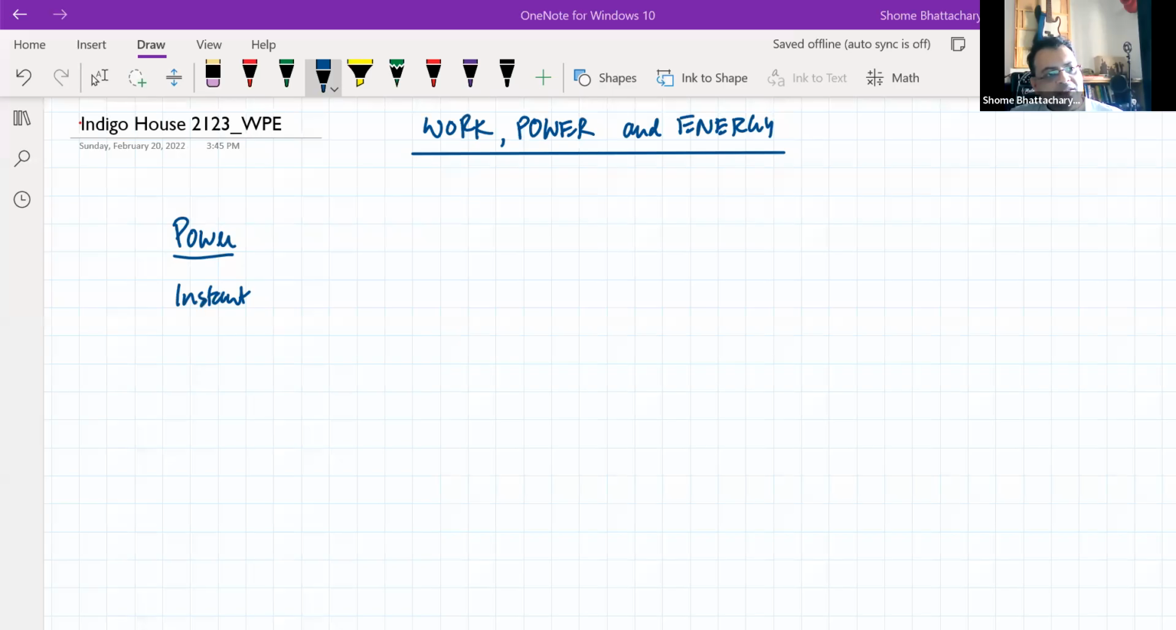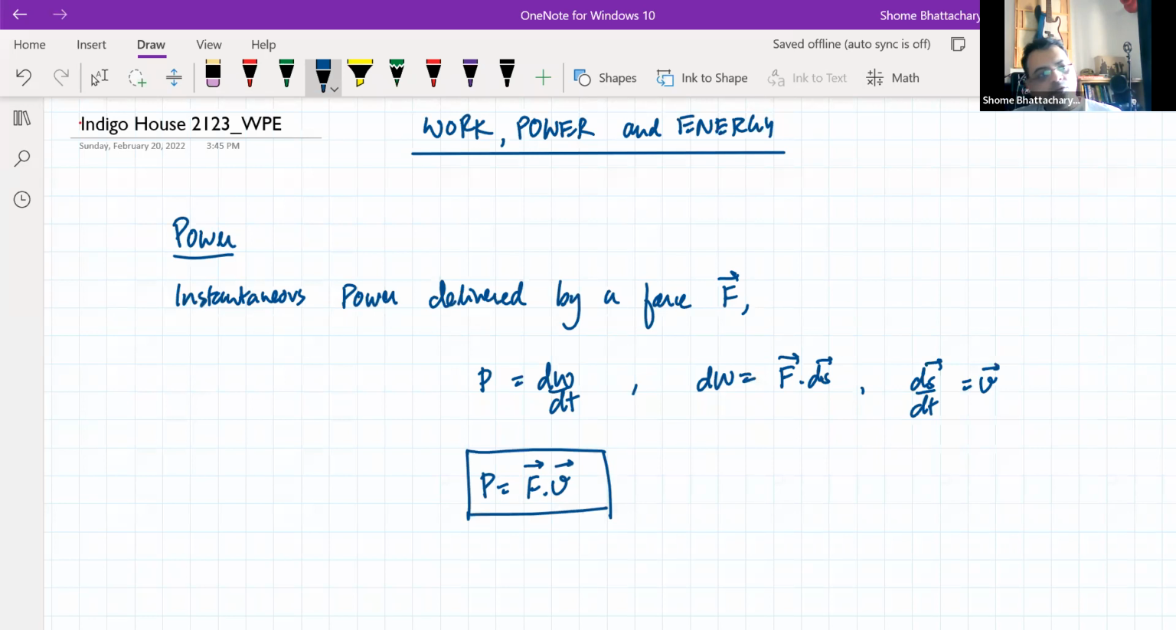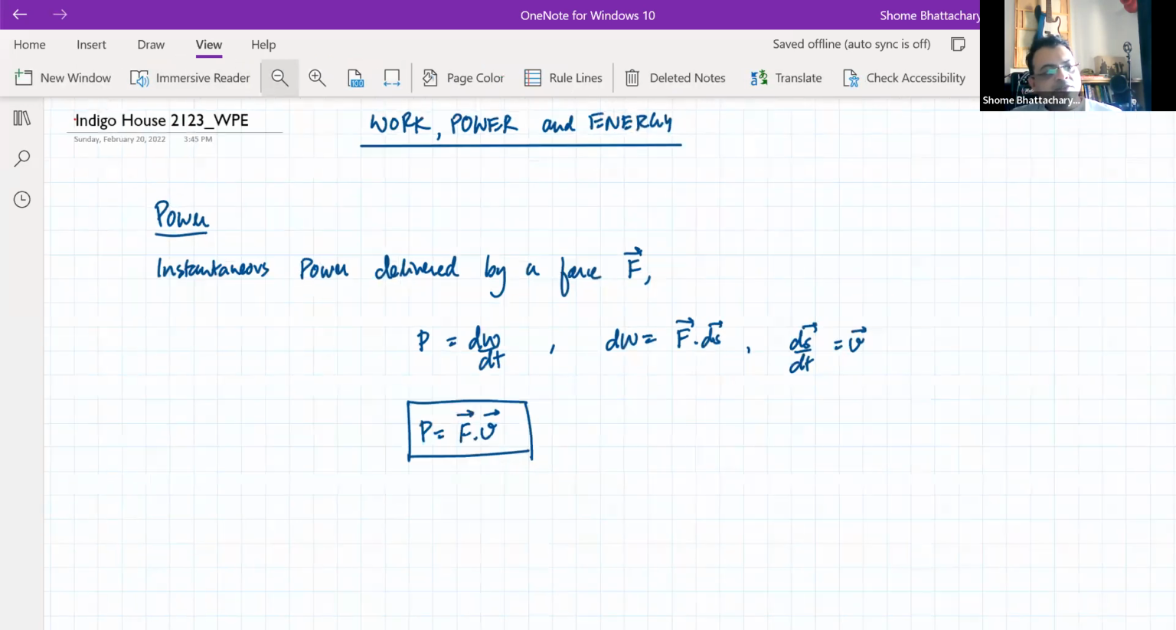Yeah, so we saw instantaneous power developed by a force, or you can say delivered by a force. It is defined as rate of work done, where work done is defined as F dot ds. And of course, ds by dt is velocity. So power becomes also F dot v. Okay. So that is the instantaneous power delivered by a particular force.